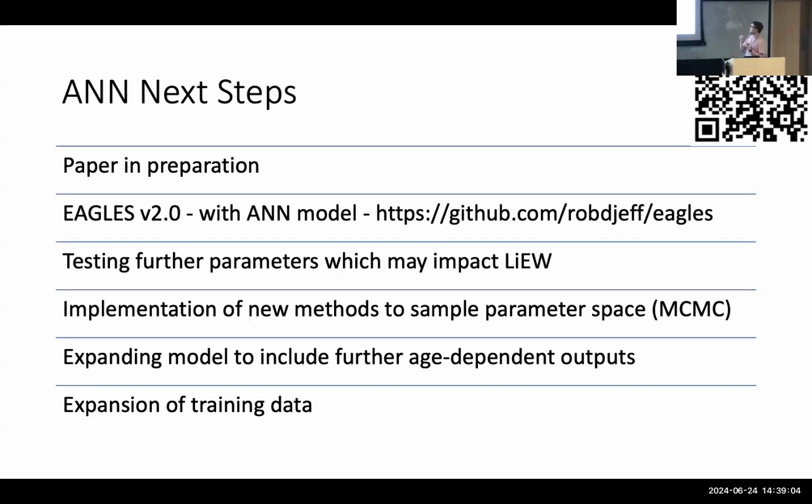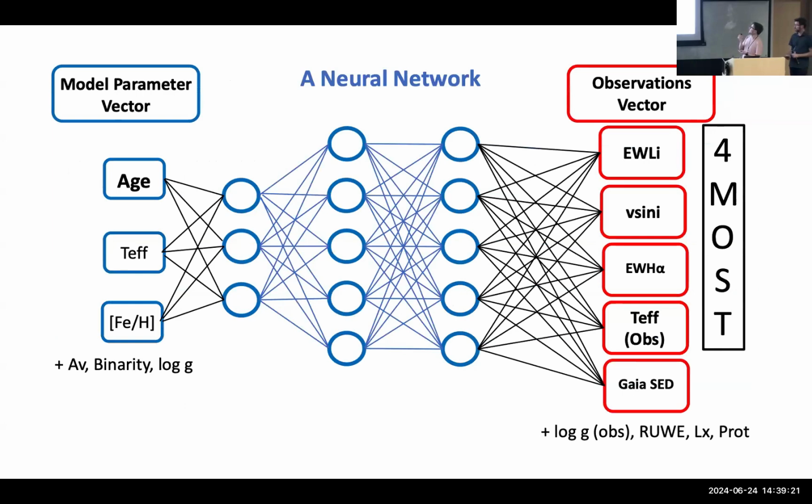We're implementing new methods to sample larger parameter spaces, an MCMC sampler at the end of this, and then expanding the model into further age-dependent outputs, so things like activity and rotation. And then we'll be looking at expanding our training data with upcoming surveys. So a little mild confusogram there, but essentially this is the aim at the end, to have those inputs and be able to sample from a much larger set of age-dependent indicators.